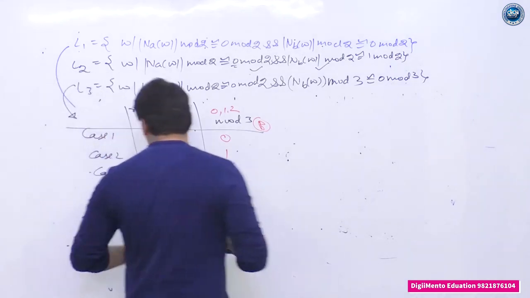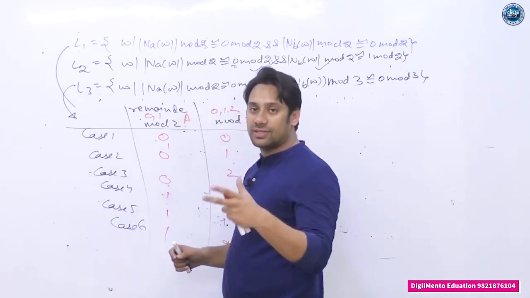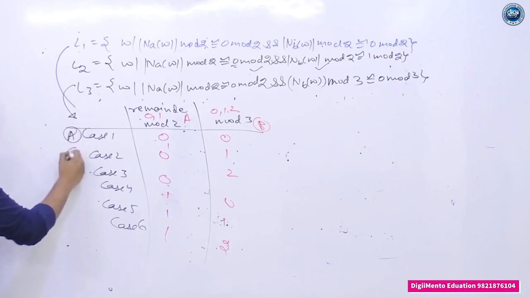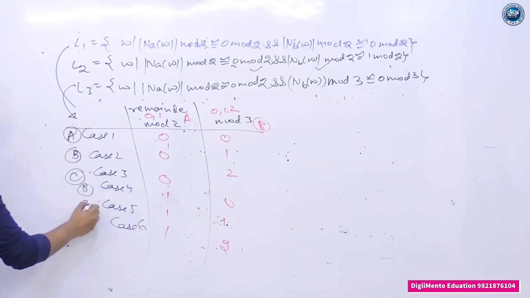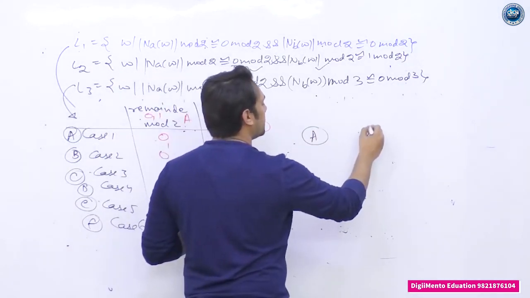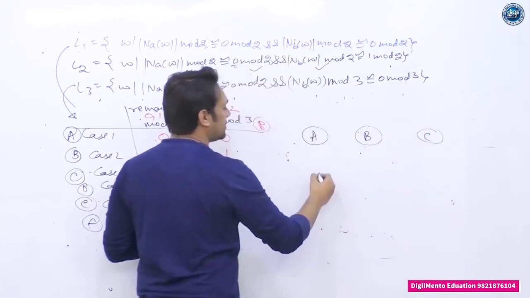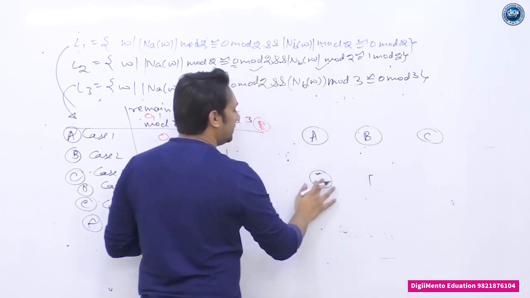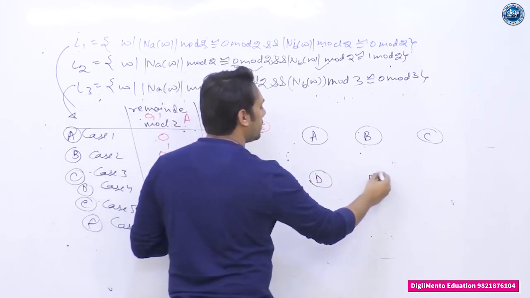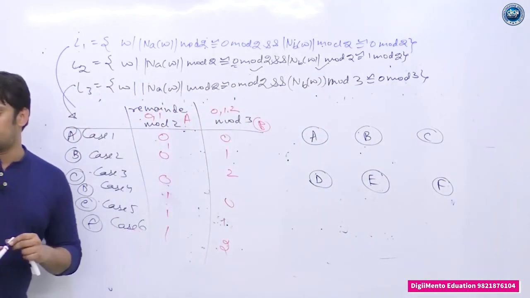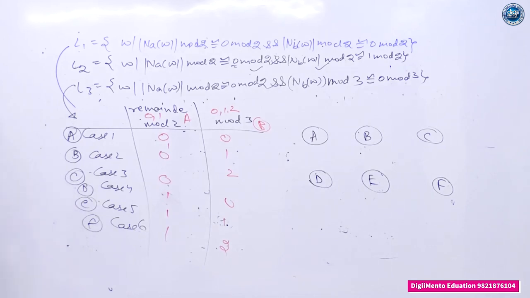ओके, So that means here, because we have six cases, so I'm going to make six states. So this is represented by state A, this is represented by state B, this is state C, this is state D, this is state E, this is state F. So we have total of six states. Because there are six possible cases, because of remainders ke 6 possible combinations ban sakte hain. So that means we are going to have six states here.